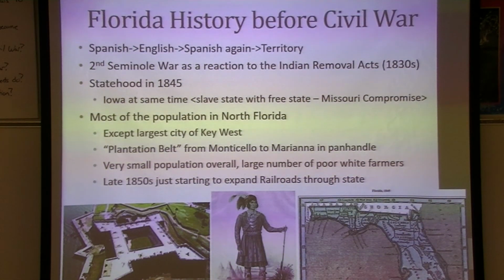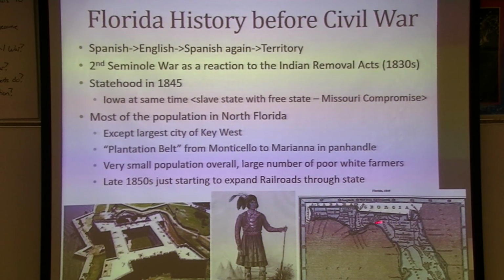Florida became a state in 1845. As I mentioned before, with the Missouri Compromise, Iowa came in as a free state at the same time. Most of the population in Florida was in North Florida. What you think of today, the area to the south of us, Orlando, Tampa, St. Petersburg, and especially West Palm, Fort Lauderdale, Broward County, Dade County with Miami, that area had very few people at all living in it. Less than 100 people were living in Miami even as late as the 1880s.